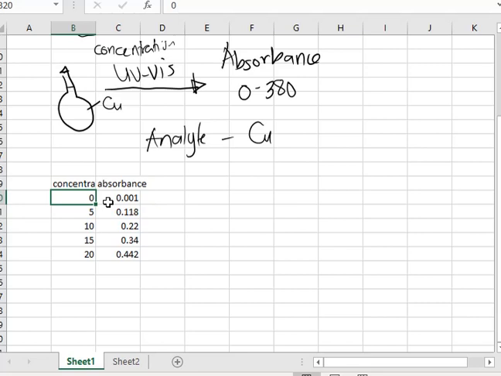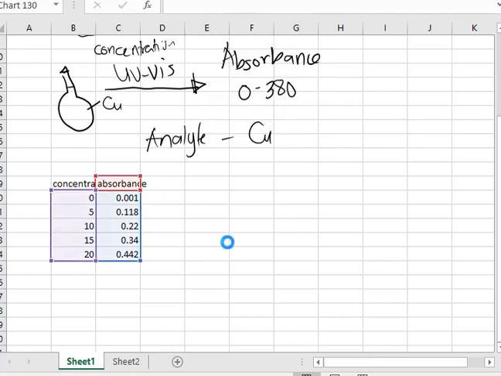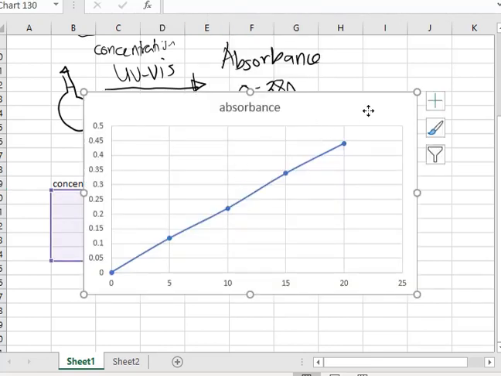This column is the absorbance. This was reported by the instrument. So this is what you got from your analysis. And then what you need to know is the concentration. You already know the concentration of these, right? So you just plot that. Let's use an XY scatter graph. So this is the XY scatter.